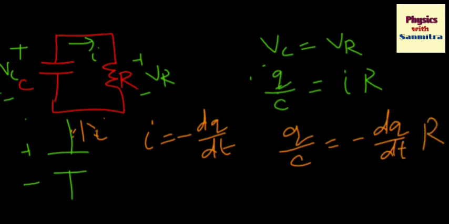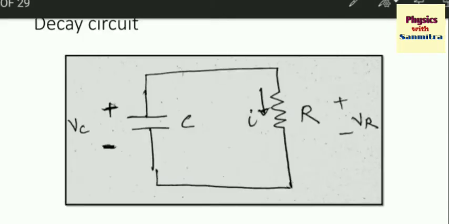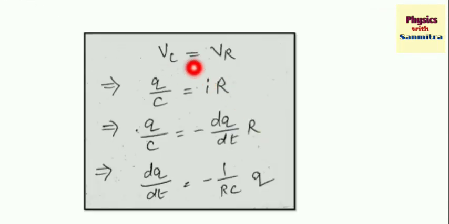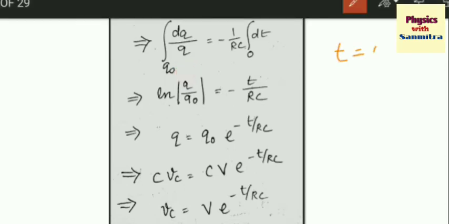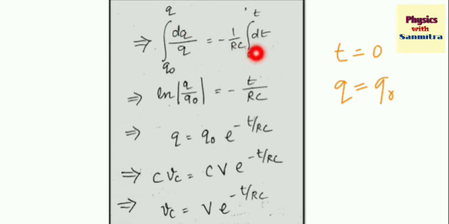I think this much of board work is enough so that you can get the feel. Now exactly the same thing I have done here. Vr is equal to Vc and minus of dq by dt is equal to minus 1 by RC into Q. Now let's integrate it. At t is equal to 0, I am assuming the capacitor has a charge of Q naught, that is the initial charge. Now see, t is equal to 0, it is Q naught, and t is equal to t, the instantaneous charge is Q. I have taken out minus 1 by RC common. See, Q by Q naught, that I have written directly ln Q by Q naught.